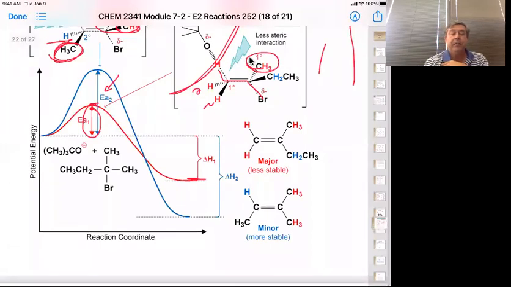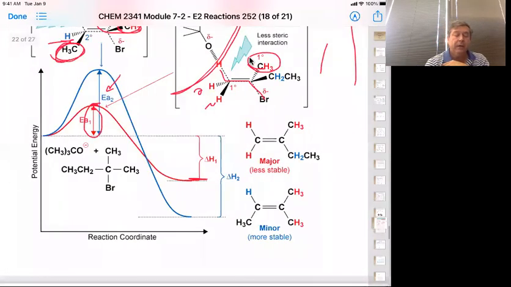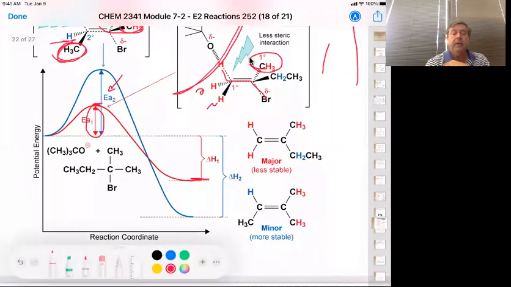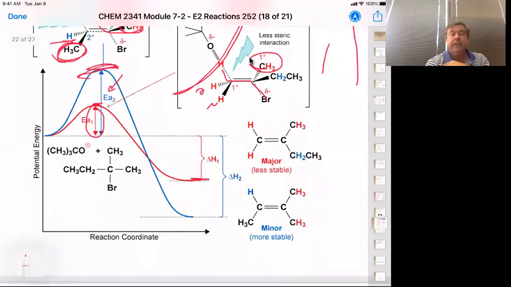By just changing our base so that it can't overcome this energy barrier here, we're forcing it to give us our, trying to do blue here, because we're not giving it enough energy to come over here, we cannot form our more thermodynamically stable product, and therefore we have our kinetic product in our Hofmann elimination reactions. Any questions on that?